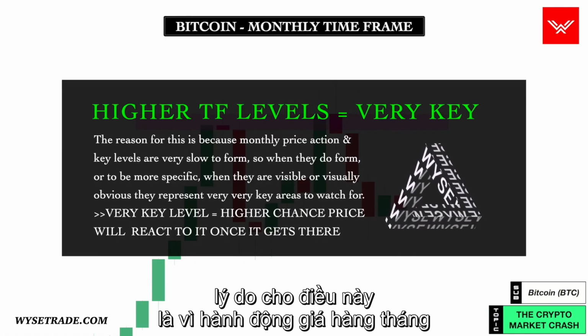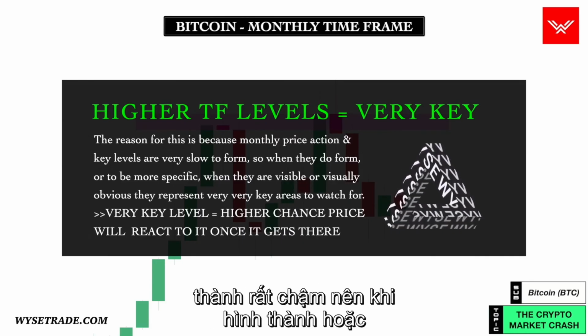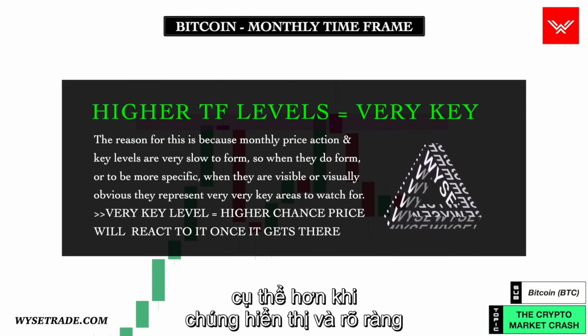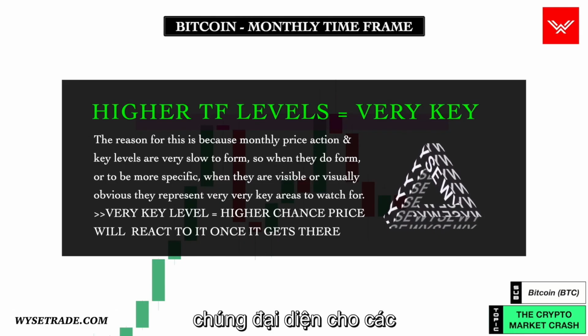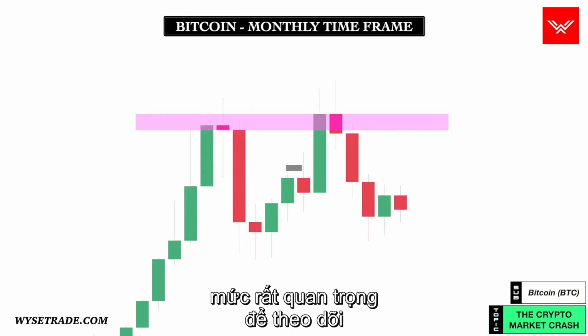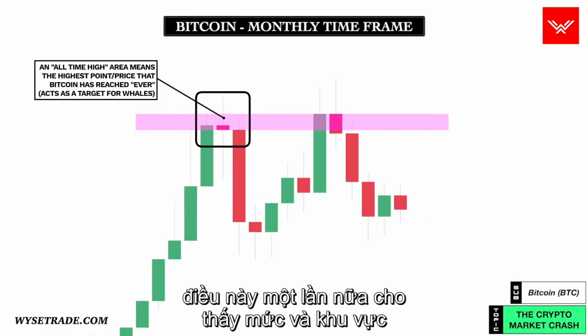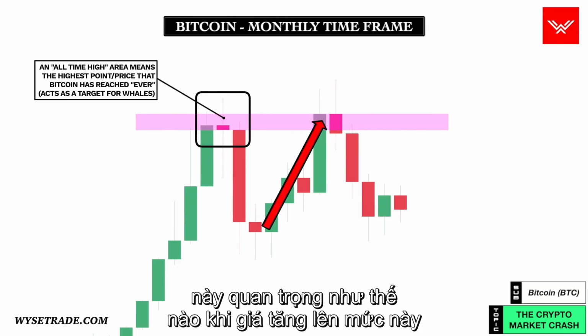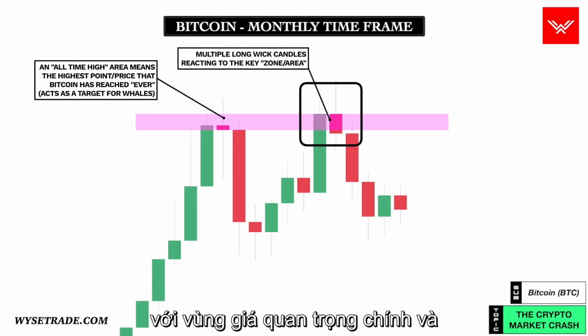The reason for this is because monthly price action and monthly key levels are very slow to form. So when they do form, or to be more specific, when they are visible and visually obvious on the monthly time frame, they represent very, very key levels to watch for. This area was also an all-time high area, which again shows how key this level and area is. As price came up to this level, you had multiple long wick candles reacting to the general key area and zone.